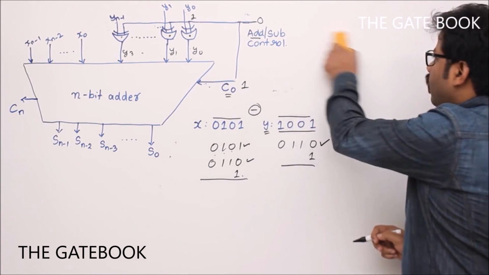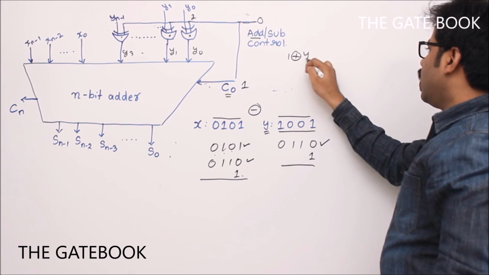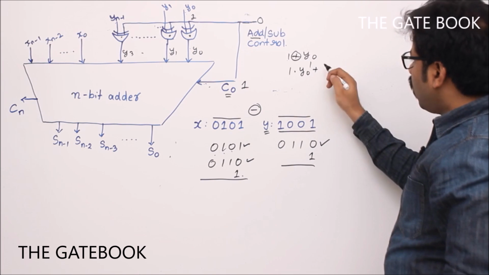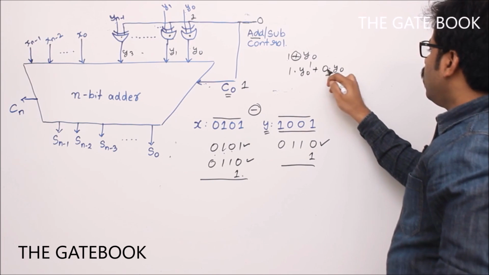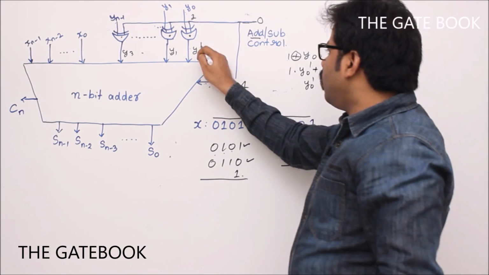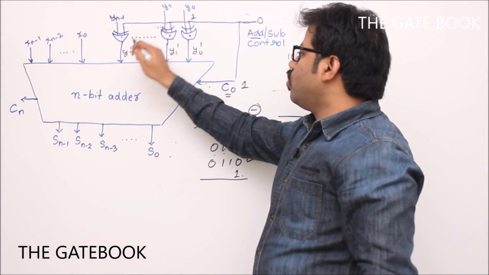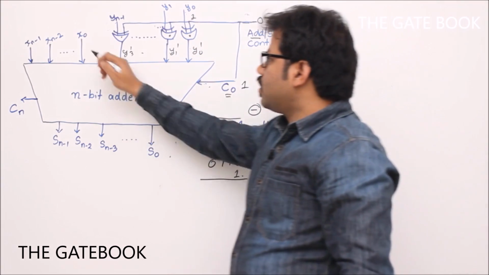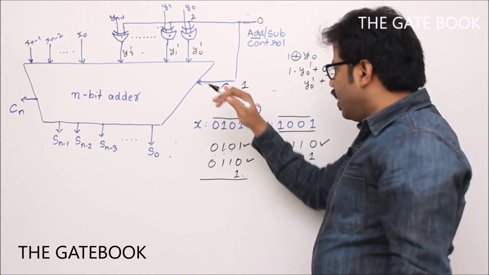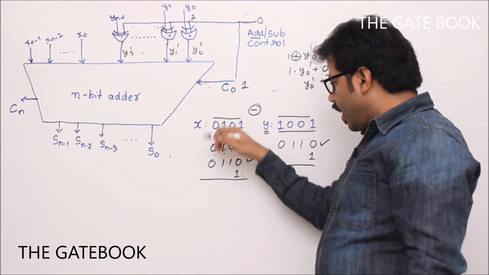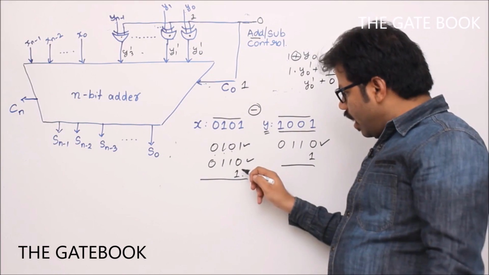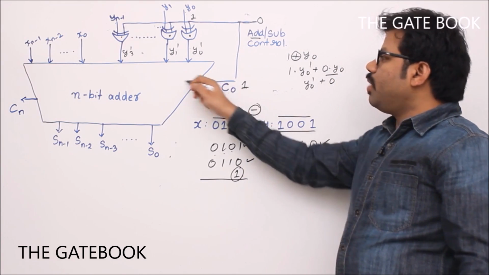Now when this 1 goes here, what is going to happen is 1 XOR y naught. So let's do 1 XOR y naught. 1 XOR y naught is nothing but 1 into y naught bar plus 1 bar, that is 0, into y naught. So 0 plus y naught bar. So here you get y naught bar, similarly y1 bar, so on to y3 bar, and x naught, x1 will be as it is. Second thing, this carry C naught is supposed to be 0 for addition, but for subtraction C naught is supposed to be 1 because we have to add 1 also, right?